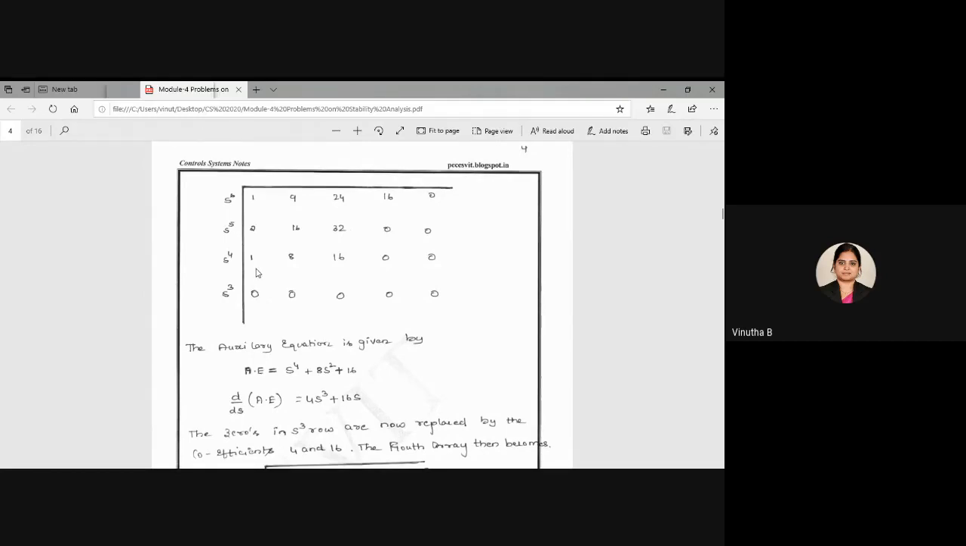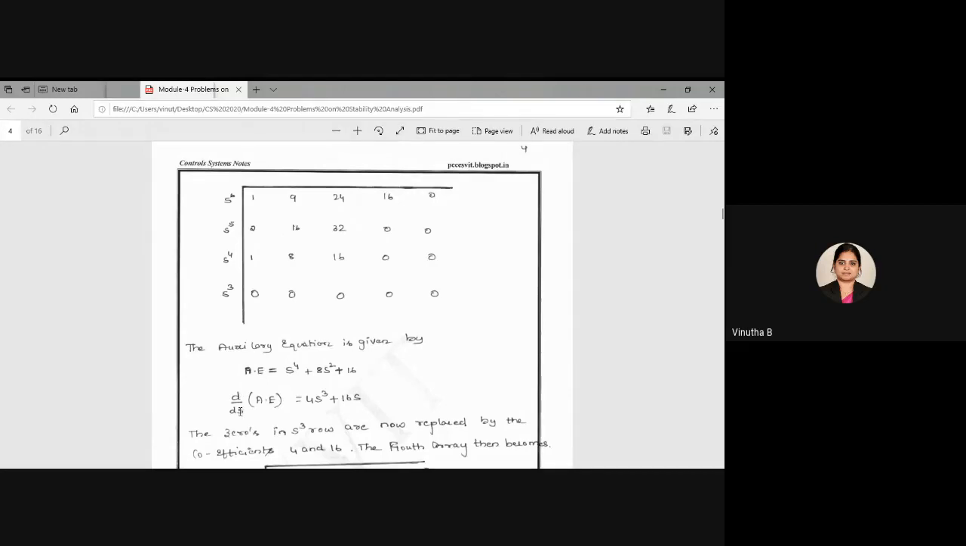Here the auxiliary equation you have to consider is for the elements given here: 1, 8, 16. Remember, very important, the order of S should be even, isn't it? The auxiliary equation is given by s^4 plus 8s^2 plus 16. Okay, so d/ds of this, you have to now differentiate this once.